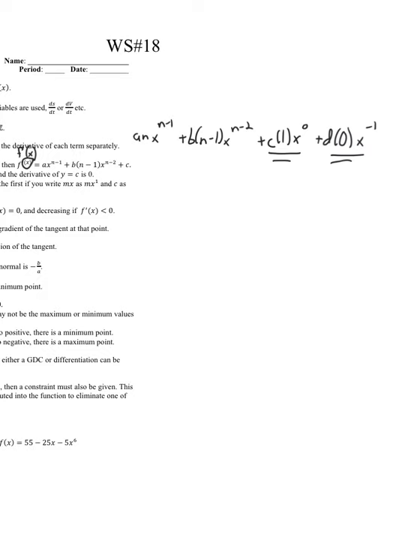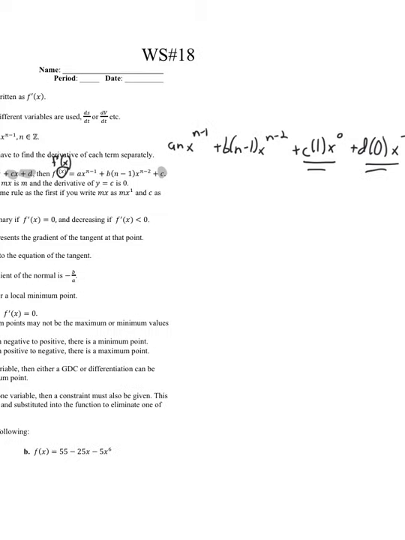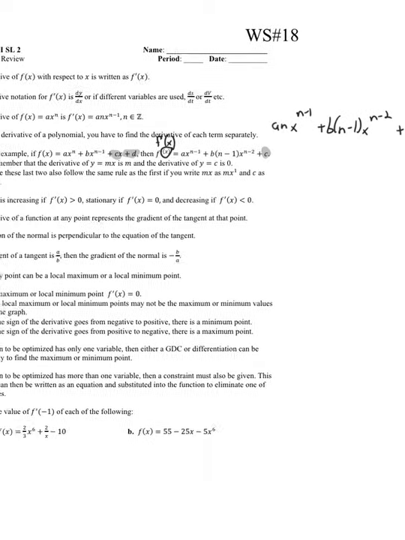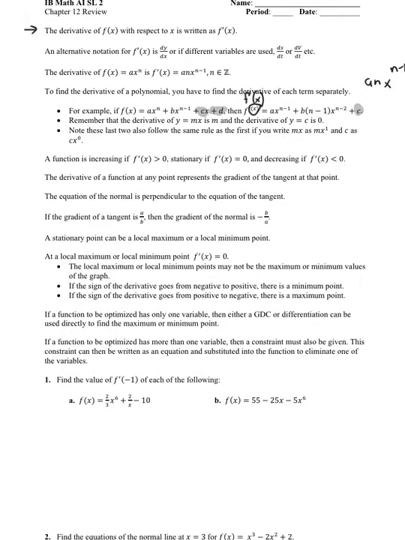When you have x to the 0 power, you're multiplying everything by 0, which is why that constant term goes away completely, which is why this plus d just disappears. All right, and that's why the cx just becomes a c, because it's just the first power times x to the 0 power, and x to the 0 power is just 1. All right, so those are some important notes.